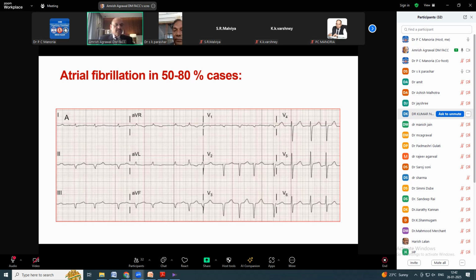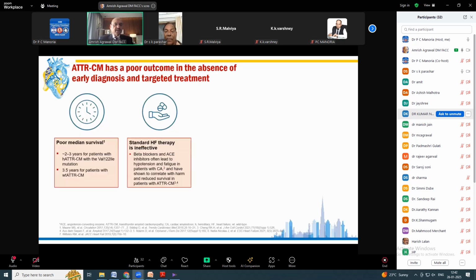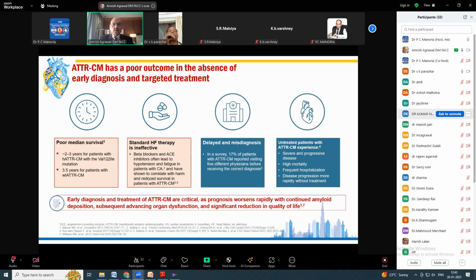The thing is that once you have this diagnosis, it's very important to make the diagnosis rapidly because these patients have a predominantly poor median survival. Typically, once the patient is diagnosed, most of the patients will die within 5 years, and standard therapy for heart failure is ineffective because the blood pressure is always on the lower side. So despite having hypertrophy, their blood pressure is on the lower side, and typically the medicines which we use for heart failure, beta blockers, ACE inhibitors, cause hypotension and fatigue, and they actually are not at all beneficial.